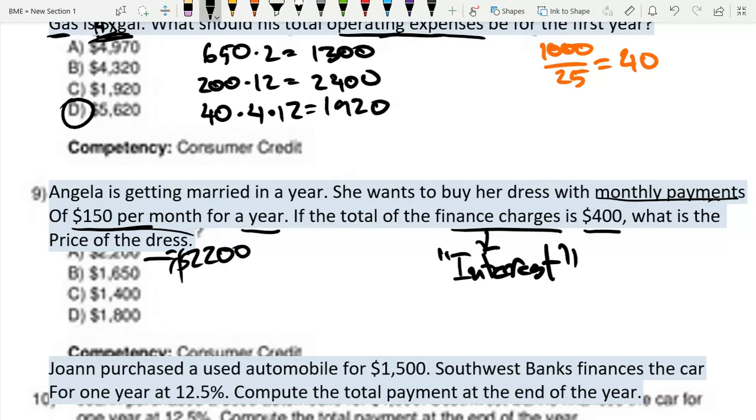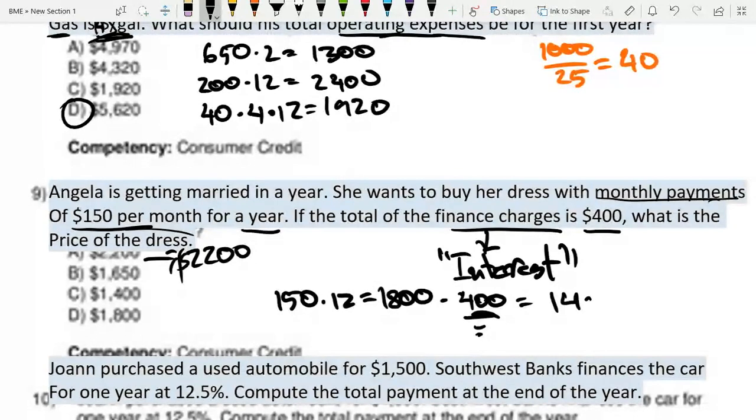So $150 per month would mean 150 times 12, which equals 1,800, right? 150 times 12. Let me just check that. I'm sorry, I wish I could show you a calculator on screen. I can't. Yes, 1,800. And finance charges of 400. So if I subtract 400, because this is not the cost of the dress, this is just the cost to borrow the money to buy the dress, it is equal to $1,400. And bang, that's option C.